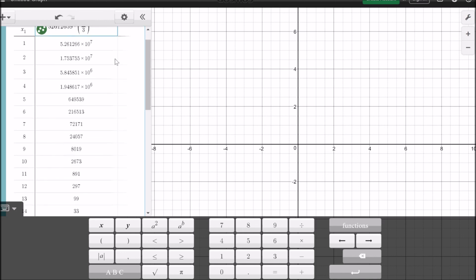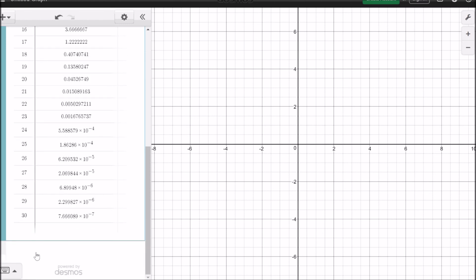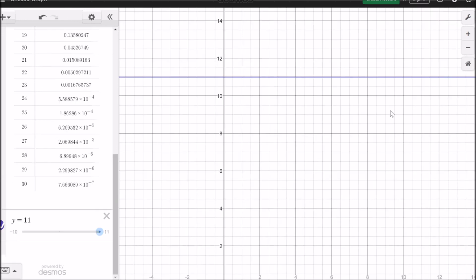So I can just go through and look at my list of values until I get to 11. And if you notice, 11 happens when n is 15. Okay? And then another option is to graph out the line y equals 11, and I can see where it's going to intersect right here.